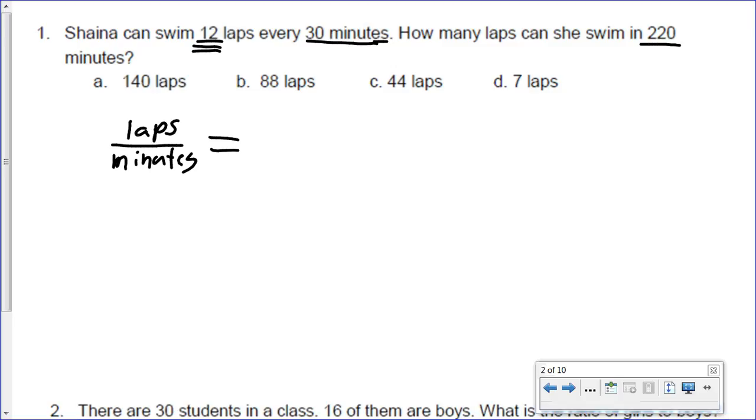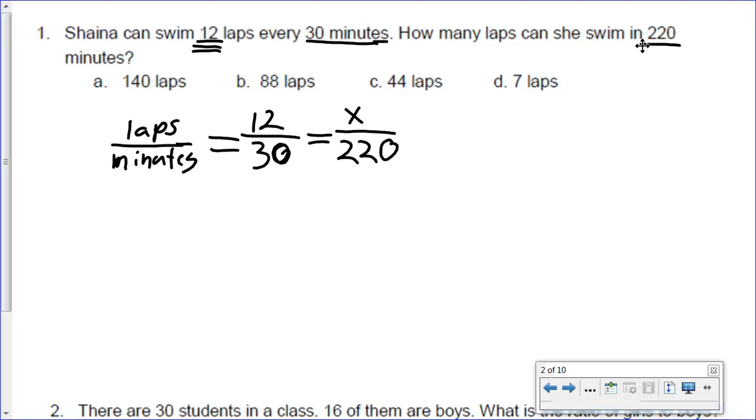So as long as we keep our laps on top and our minutes on bottom of the fraction bar, and we know that the rate stays the same, okay, we can say, well, 12 laps, 30 minutes, that's also going to equal some number of laps, which we don't know, so we're going to say X number of laps in 220 minutes.